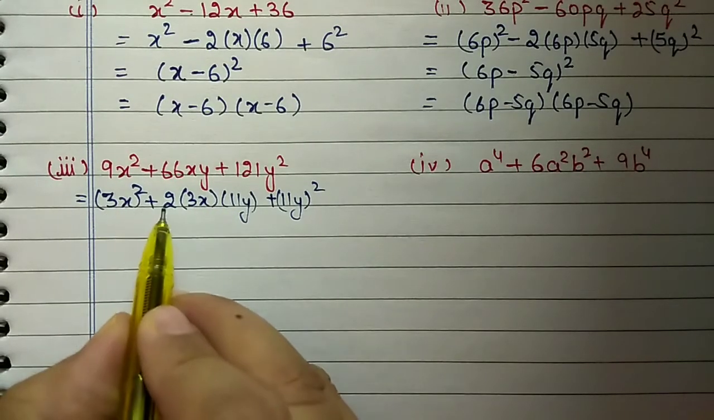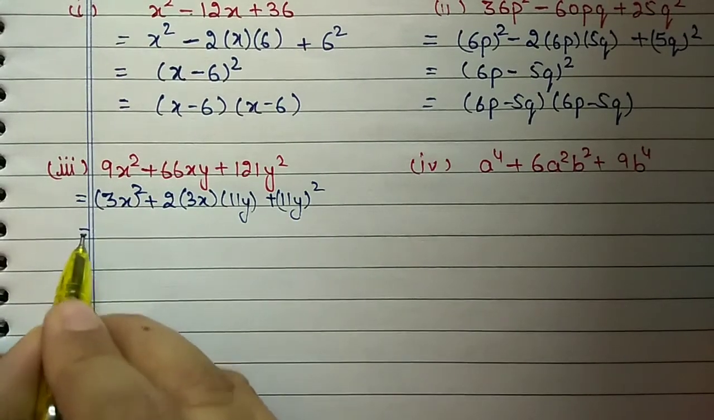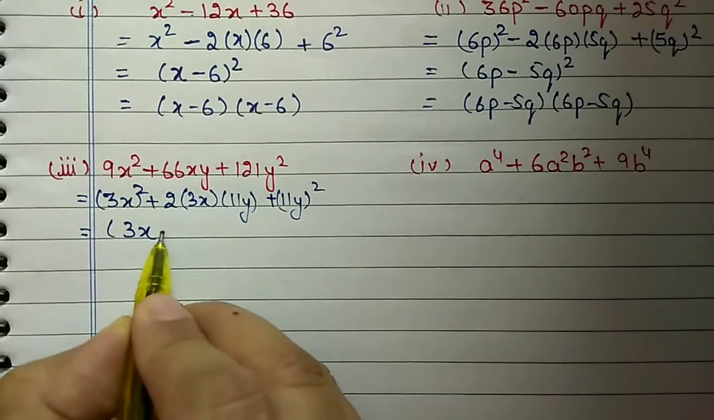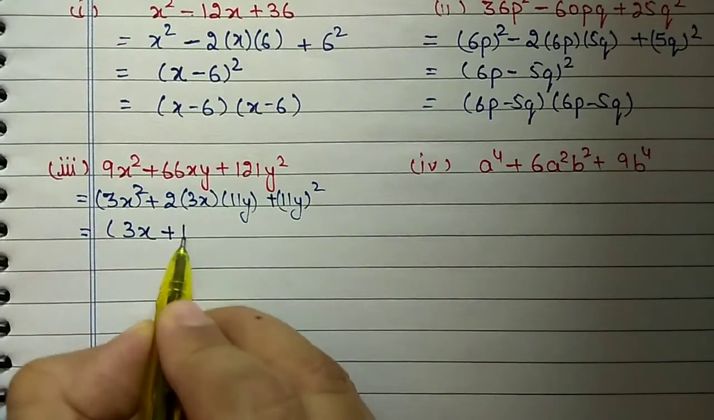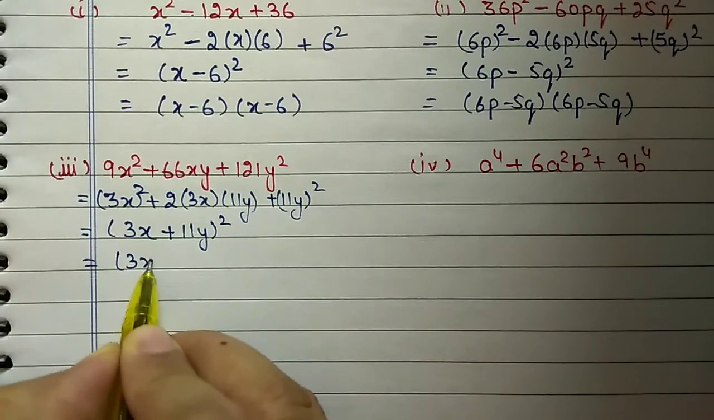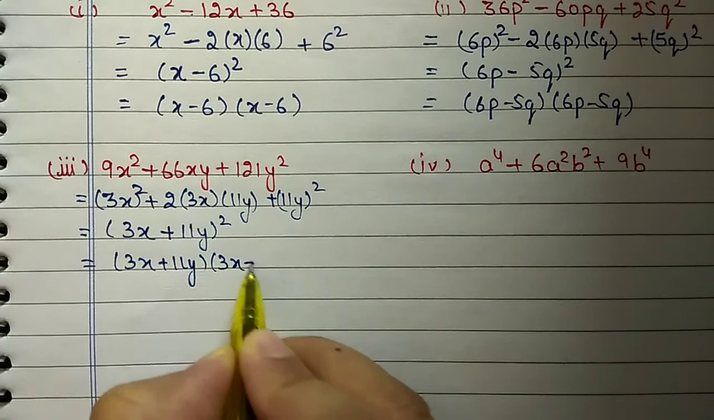So a square plus 2ab plus b square, we can write it as (a plus b) whole square. In place of a we have 3x, plus b means 11y, whole square, which we can write as (3x plus 11y) into (3x plus 11y) again.